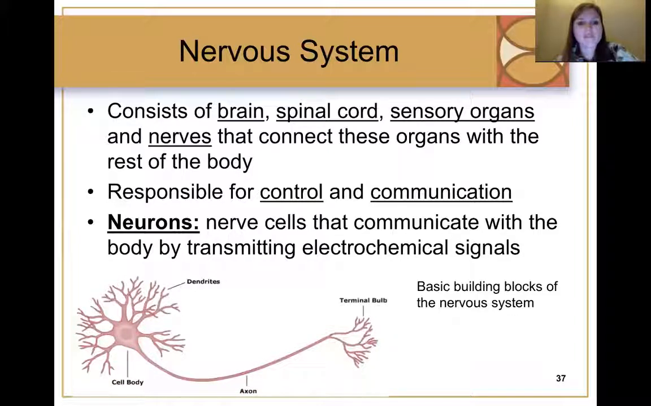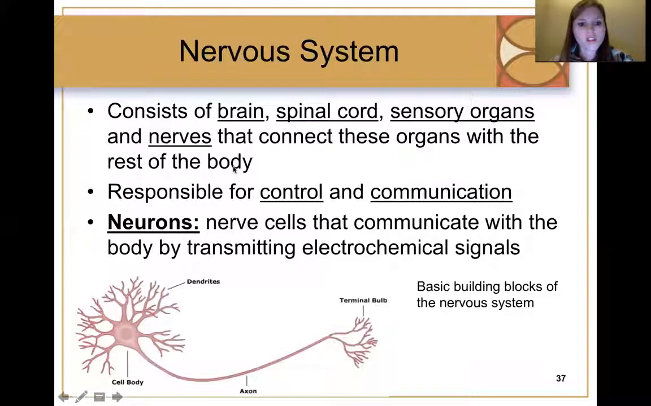So then next we have the nervous system. The nervous system consists of the brain, spinal cord, sensory organs, and nerves that connect all of these organs with the rest of the body. Like I was saying, if you want to move your arm and you need a signal from your brain, how is that signal going to be transmitted to your arm to tell it to move? That's through the nervous system. The parts of the muscle would cause it to contract, but the nervous system has to send that signal.